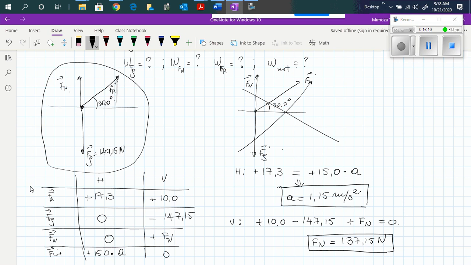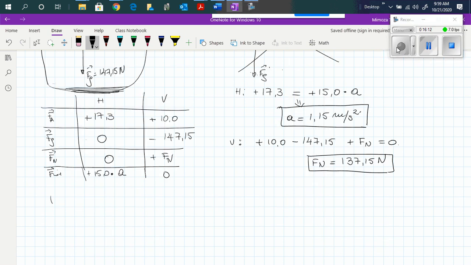Is this clear? The work done by the force of gravity will be the component of the force of gravity along the displacement times the displacement. I believe that the displacement is still 10. Yes.